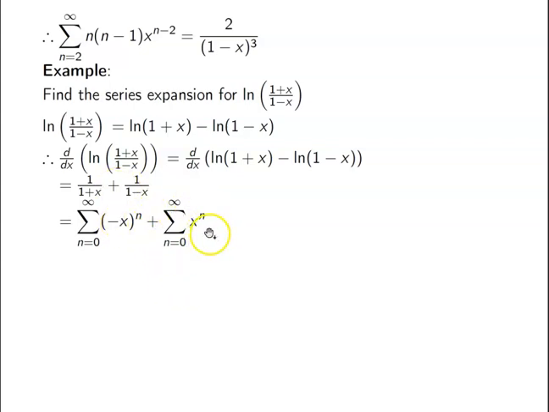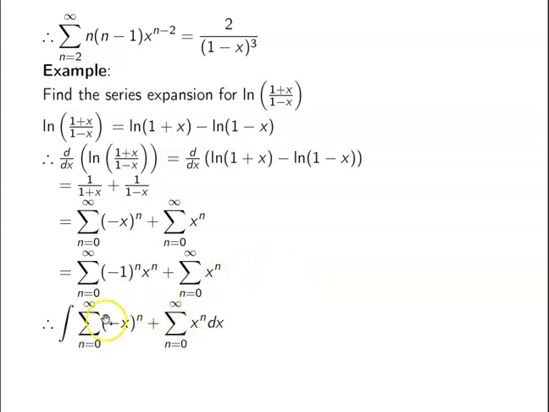Okay, plus the one that I know already. And so now I have an alternating form plus the power series representation for 1 over 1 minus x. And so if I integrate both of these, because remember, I had to differentiate in order to get this form. And so now that I know what that form looks like, I have to integrate to undo that differentiation to bring it back to my original problem.